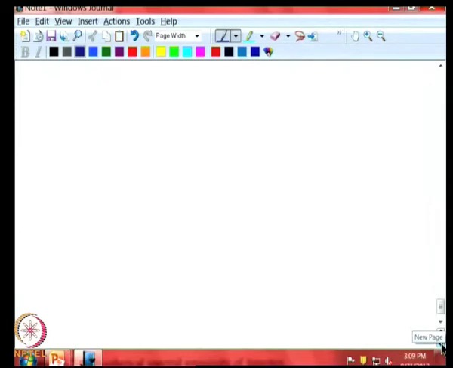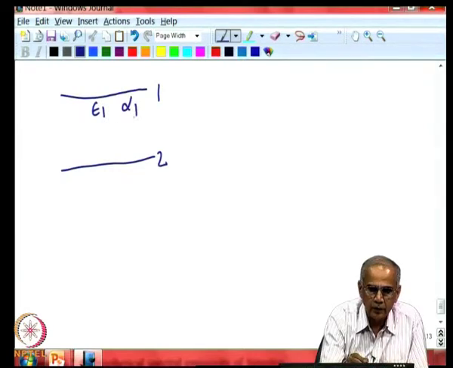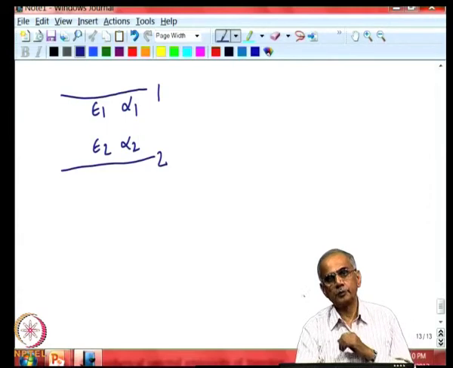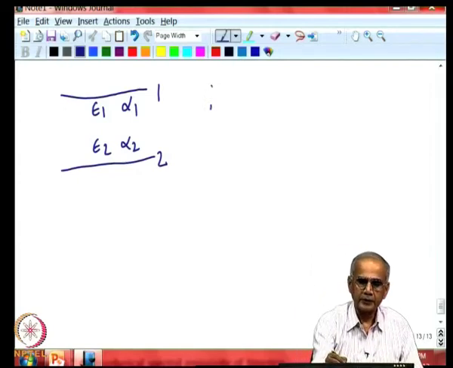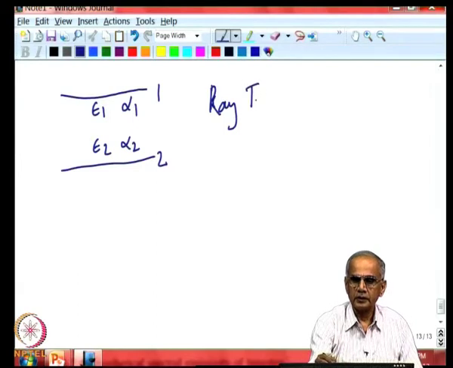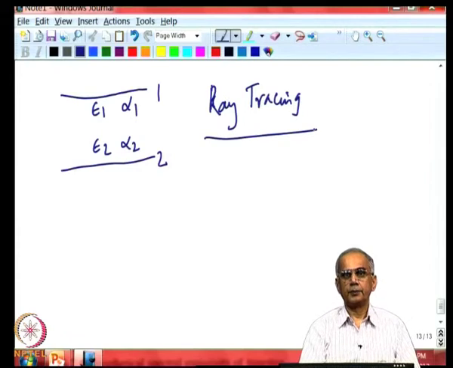Now, to illustrate the importance of non-gray surfaces, I will once more go to two infinite parallel plates which are not gray. So, epsilon 1 and alpha 1, epsilon 2 and alpha 2. Now, you can derive the heat transfer between these two surfaces either by following the spectral model and deriving it, or you can do it by ray tracing. Ray tracing is a powerful physically understandable concept.